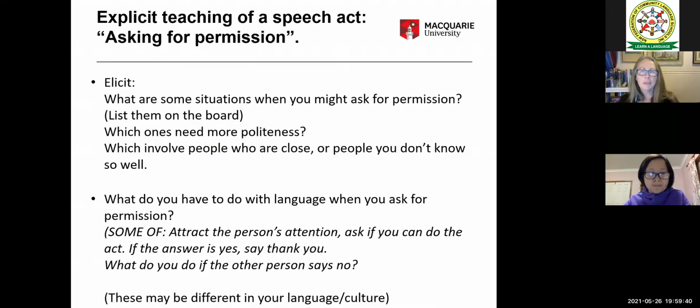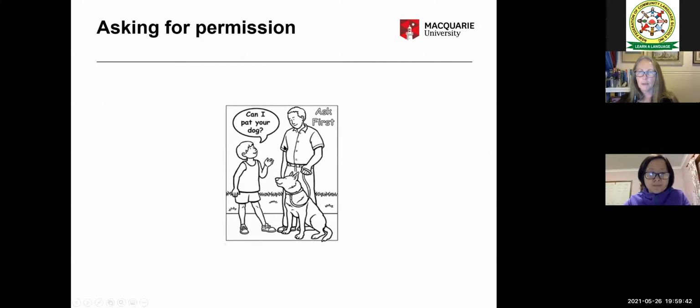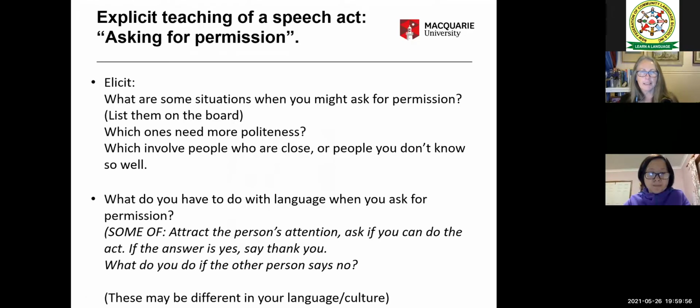If this was an older person, would you ask differently? If it was somebody that you knew, would you ask differently? If it was another child, would you ask differently? So this gives the students the sensitivity to how you change your language according to context.